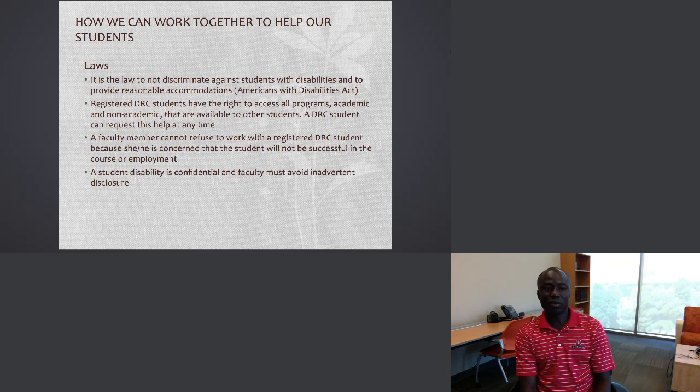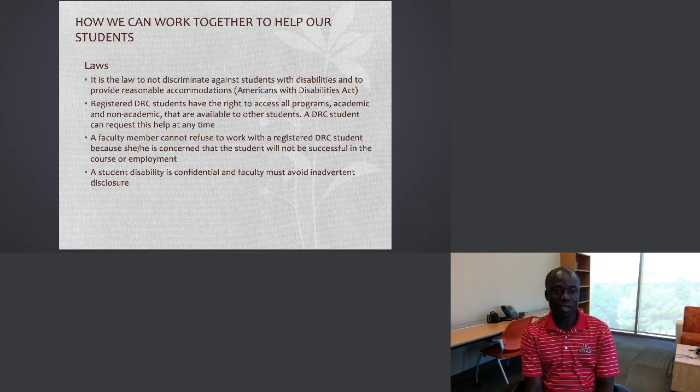How we can work together to help our students. First of all, let's talk about the laws. The Americans with Disabilities Act is a civil rights law, and it is the law not to discriminate against students with disabilities and to provide reasonable accommodations. Registered DRC students have the right to access all DSU programs, academic and non-academic, that are available to other students. And a DRC student can request this help at any time during the semester.